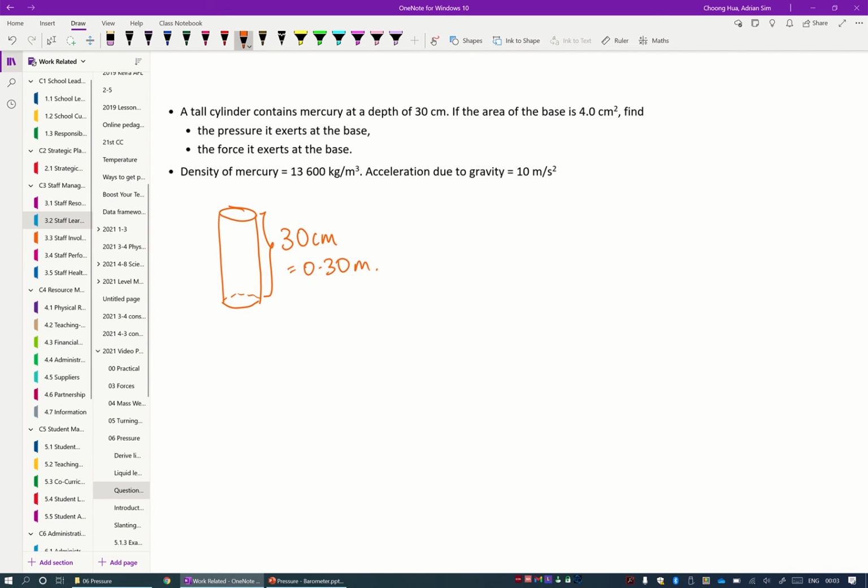The area of the base is 4 cm square. So the area of base is 4 cm square. So now we have a cm square. It's going to be a little bit tricky. Don't worry, I'll show you how it can be done easily. The density of mercury is 13,600. So density is 13600 kilogram per meter cube. And the acceleration due to gravity is 10 meter per second square.